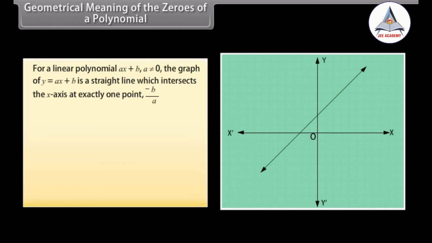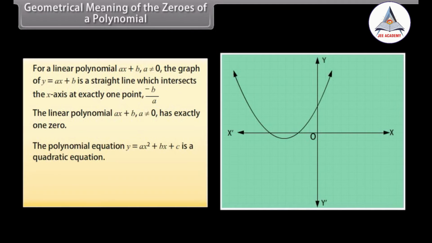Geometrical meaning of the zeros of a polynomial. For a linear polynomial ax plus b, a is not equal to 0. The graph of y is equal to ax plus b is a straight line which intersects the x-axis at exactly one point, minus b upon a. Therefore, the linear polynomial ax plus b, a is not equal to 0, has exactly 1 zero. The polynomial equation y is equal to ax square plus bx plus c is a quadratic equation. The graph of a quadratic equation is a parabolic curve.